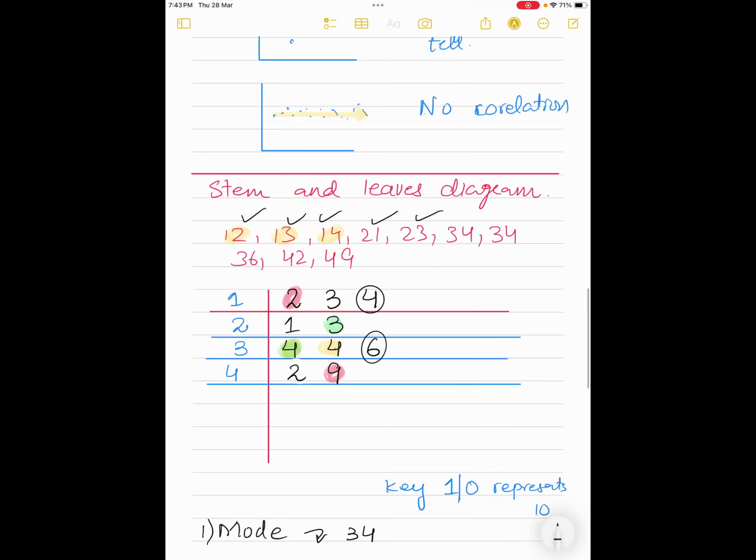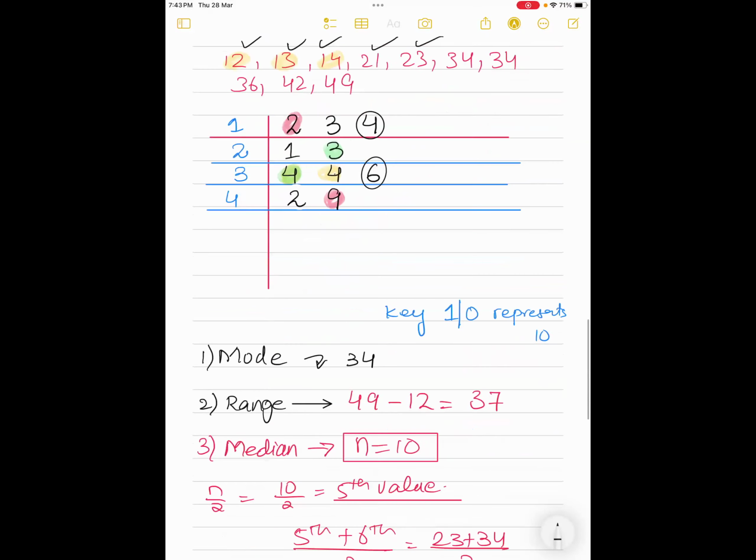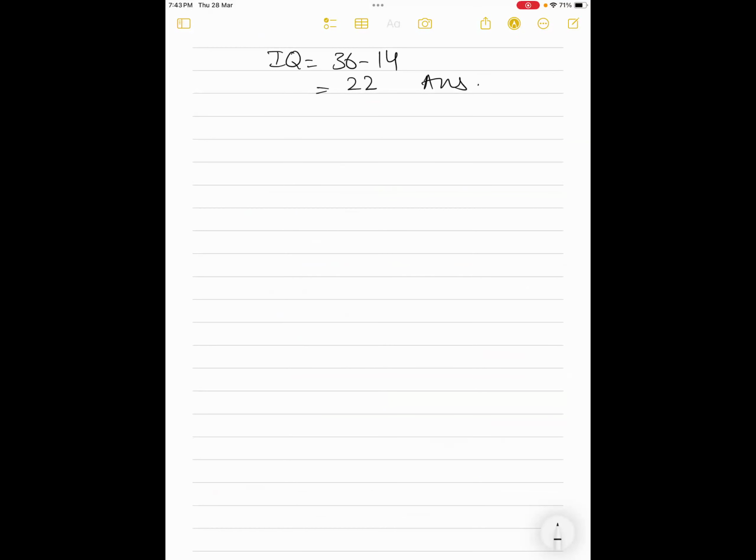Yes, sir. Okay. Then we have questions related to tables. First of all, we have one diagram more left here, which is the histogram.